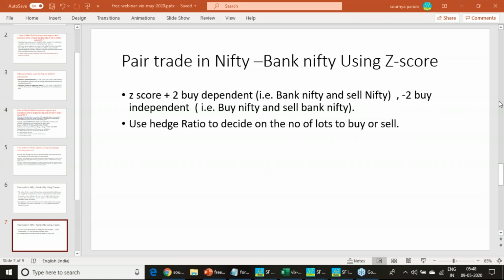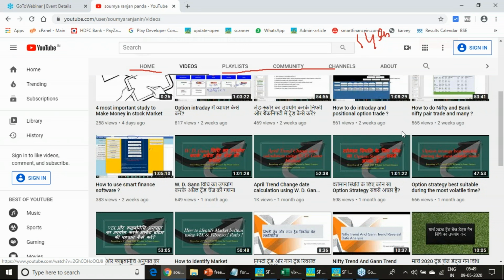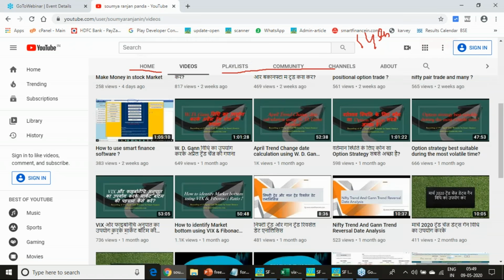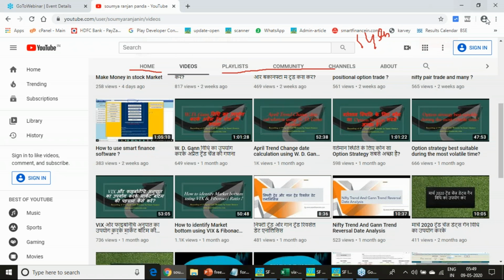Now coming to my third point, Z score, using Z score to do Nifty Bank Nifty pair trade. This I have taken in the 14th April program. On 14th April, a free program was conducted on that pair trade in Nifty and Bank Nifty. So this particular program recording is also available on my YouTube. So I am referring to what are the things we have learned earlier and how far those learnings are useful. That I am repeatedly telling you.